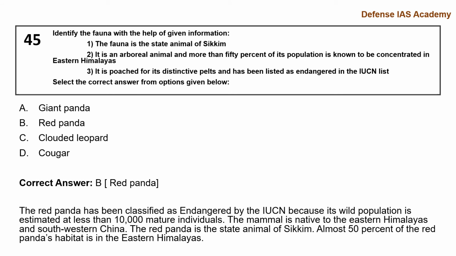The red panda has been classified as endangered by the IUCN because its wild population is estimated at less than 10,000 mature individuals. The mammal is native to the eastern Himalayas and southwestern China. The red panda is the state animal of Sikkim. Almost 50% of the red panda's habitat is in the eastern Himalayas.